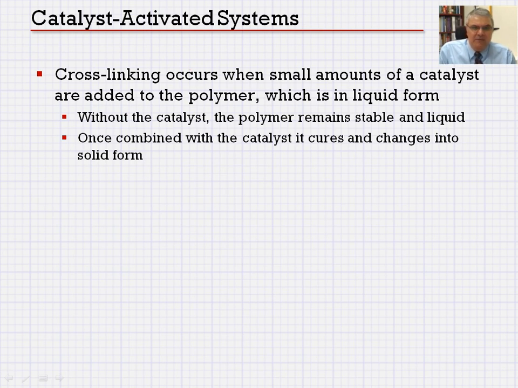Let's take a look at catalyst activated systems. In these systems, cross-linkage occurs when a small amount of catalyst is added to the polymer. Of course, this is in liquid form. Without the catalyst, we have a stable polymer. It remains stable and liquid, and the catalyst cures it and changes it into a solid form. So we can keep it liquid, and then add these catalysts when we need to.